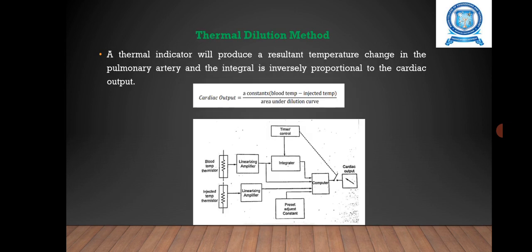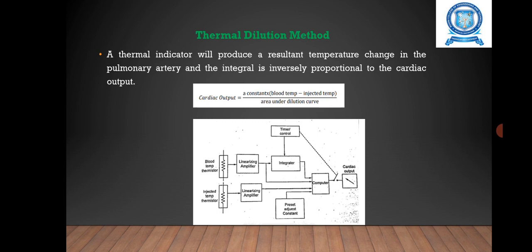The next method is the thermal dilution method. It produces a resultant temperature change in the pulmonary artery, and the integral is inversely proportional to the cardiac output. That means cardiac output equals a constant into blood temperature minus injected temperature, divided by the area under the dilution curve. The system calibration is based upon the use of an injection of 10 ml of 5% solution at room temperature in the range of 18 to 28 degrees Celsius.